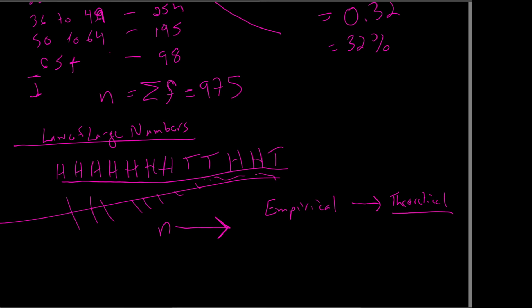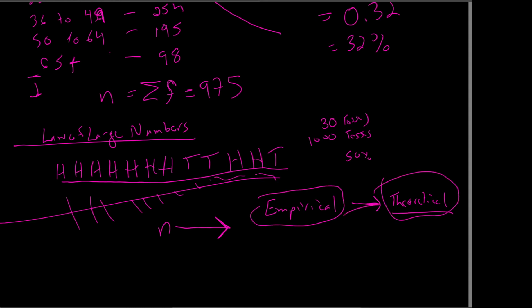I grab a coin and flip it, and you won't noticeably get 50-50 in a small number of throws. But when you start doing more and more and more throws, 30 tosses, or 1,000 tosses, it approaches 50-50. And so the law of large numbers says that our empirical observations will approach the theoretical. And this is really good when we have things where we don't know what the theoretical is, but we can observe it. And so we try to observe it for large N.